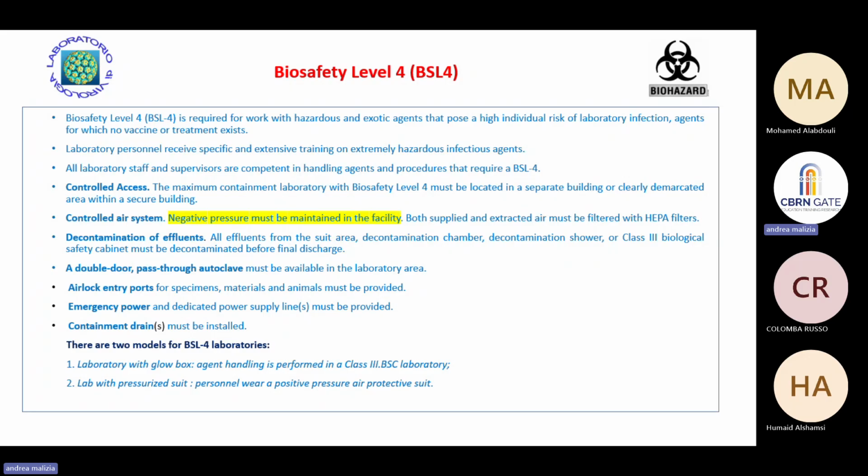There are two different kinds of BSL-4 laboratory. When you use a BSL-4 laboratory with a suite, it's a BSL-4 laboratory. When you use a glove box inside the laboratory, the name is BSL-3 plus. BSL-3 plus is different from BSL-4, but in BSL-3 plus and BSL-4 you can work with pathogen risk group 4.